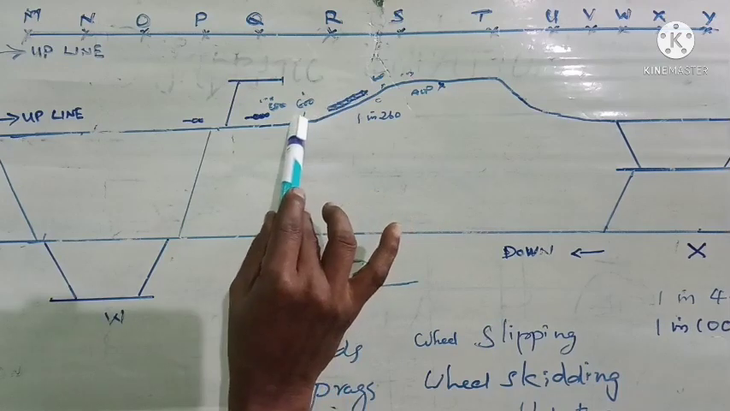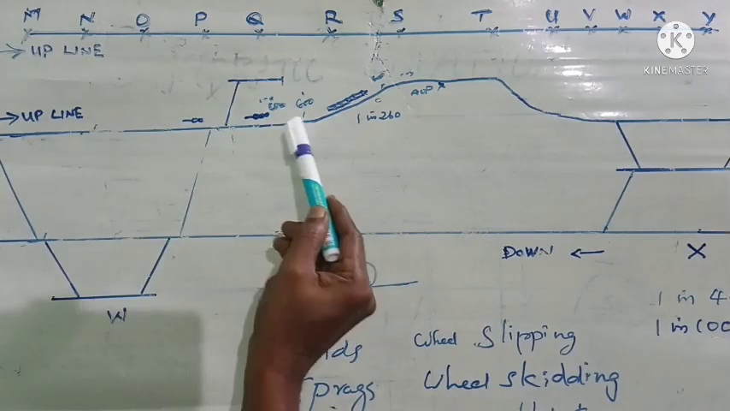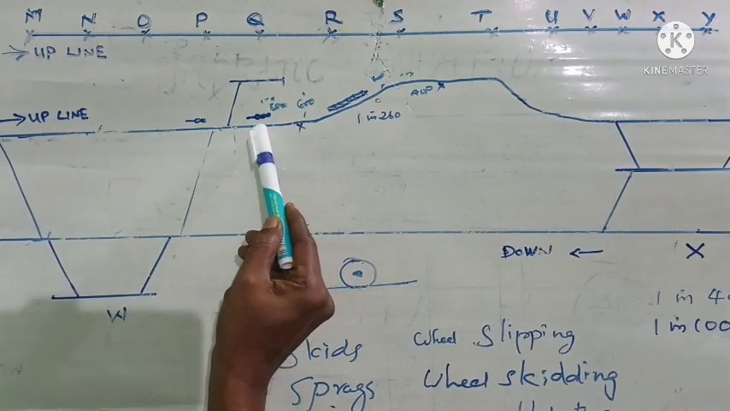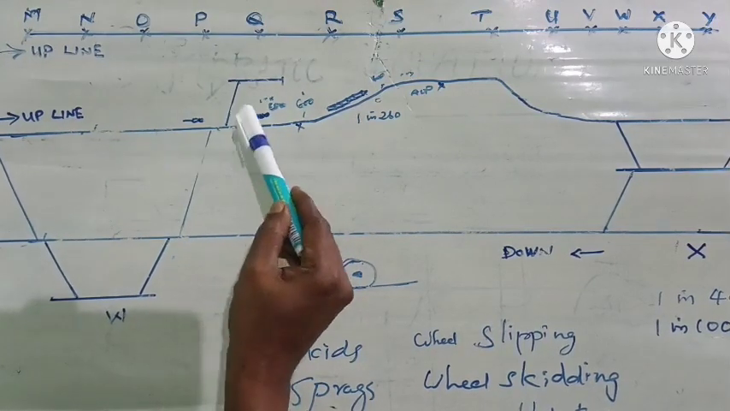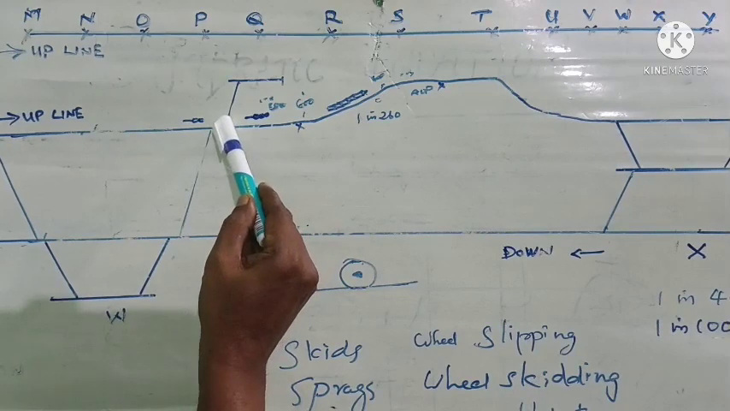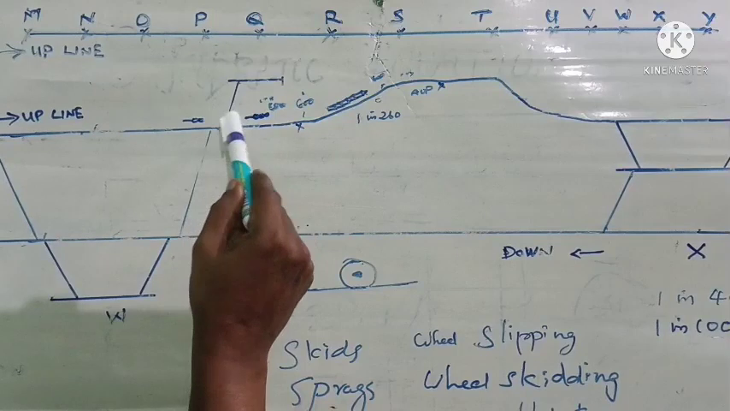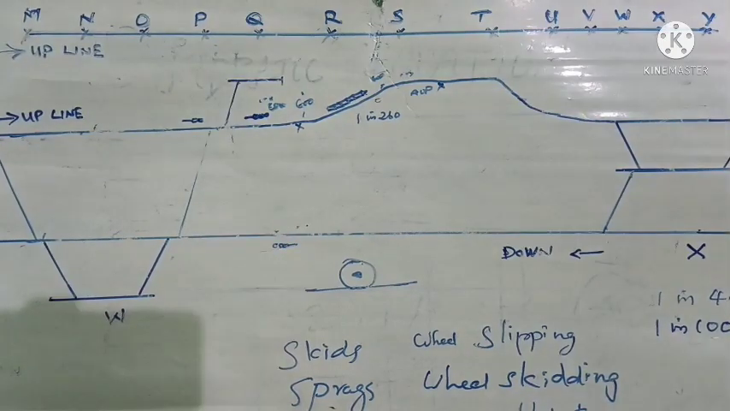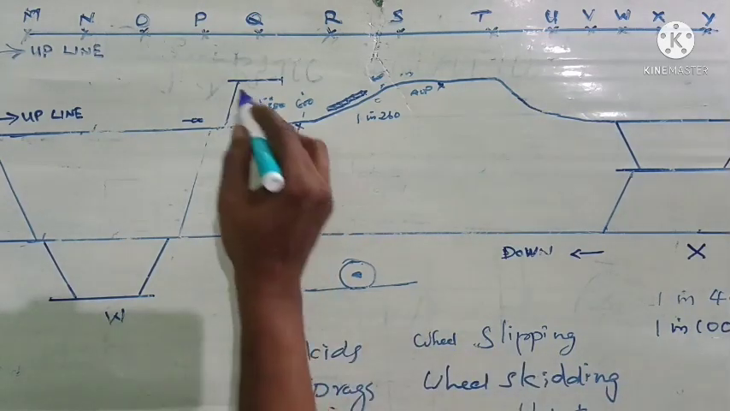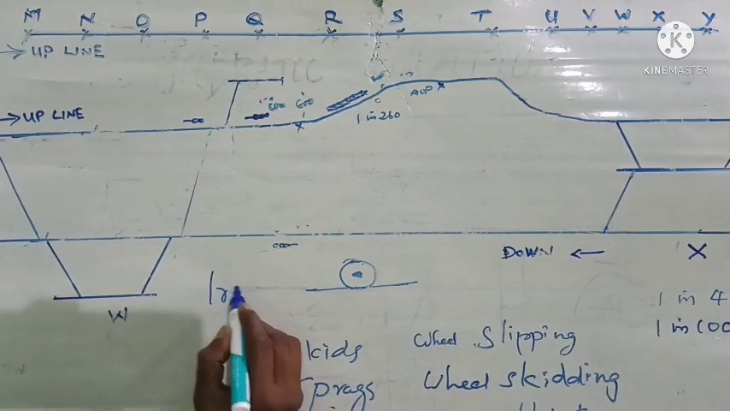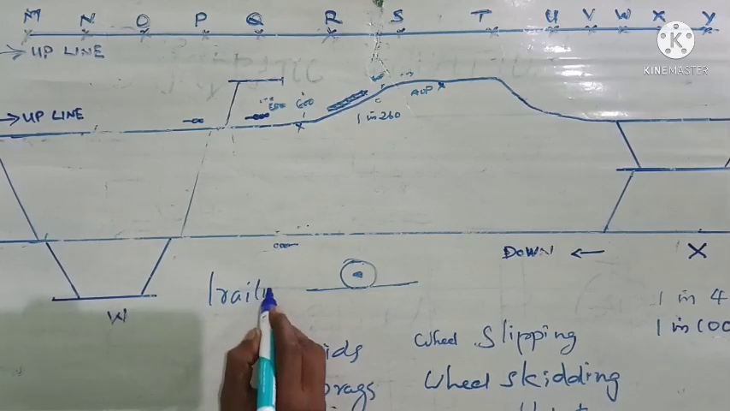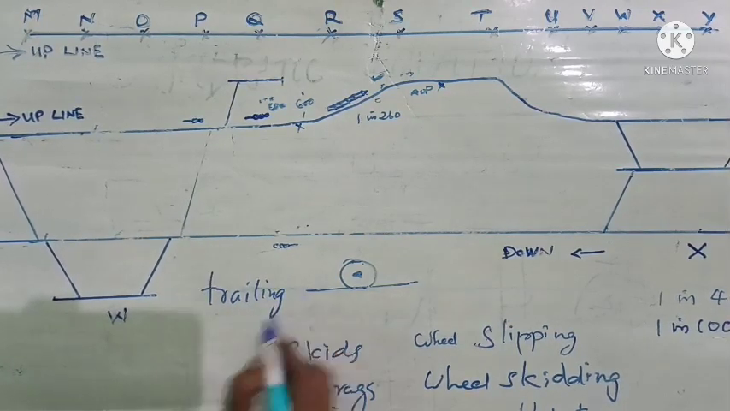Now the train will move very slowly towards this direction. While the train is moved towards this direction, suppose this point is not set favorable for the train. That is, this point is set for this line. We are calling this point as trailing point. We have previously seen what is trailing point and facing point. Here this point is trailing point.